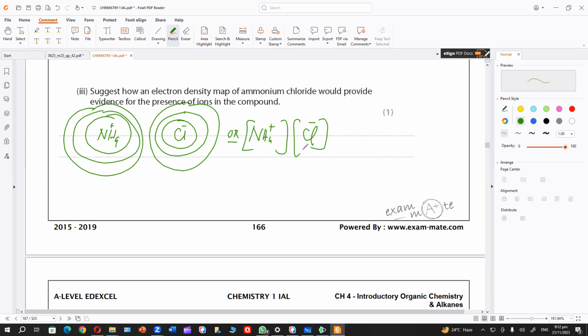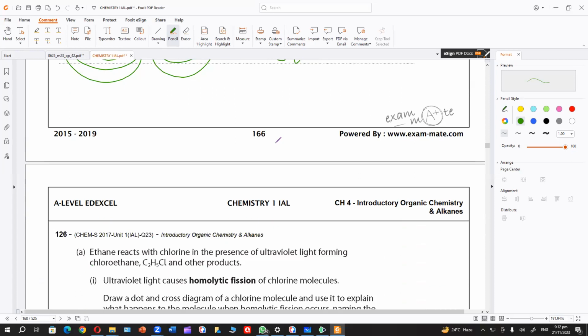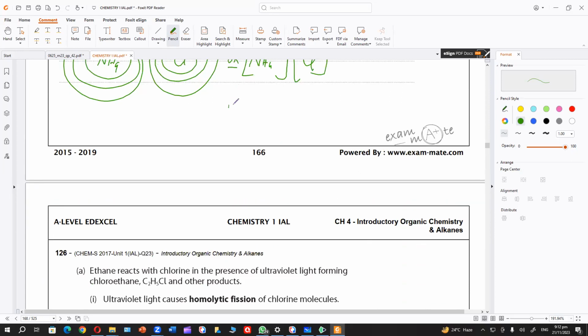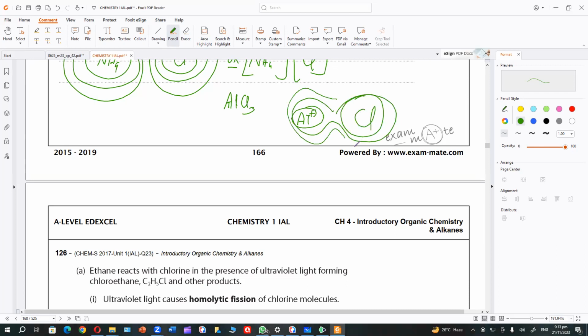If the positive ion is smaller, let me show you here. Suppose you draw aluminum chloride. If you have a small aluminum ion, plus 3, and a big chlorine, then you can draw these lines which you are thinking of, like this. For these ions, the circles won't combine. Okay.